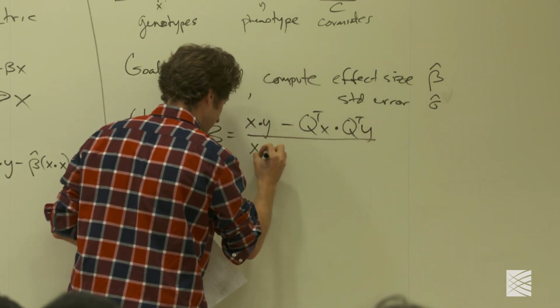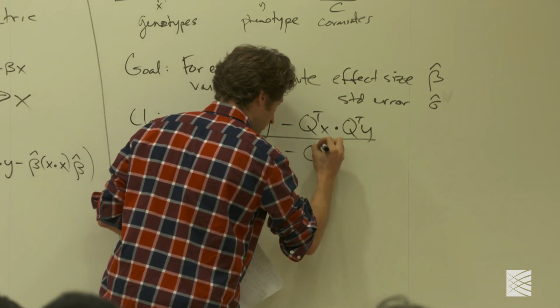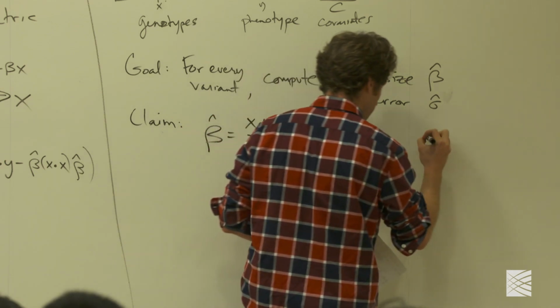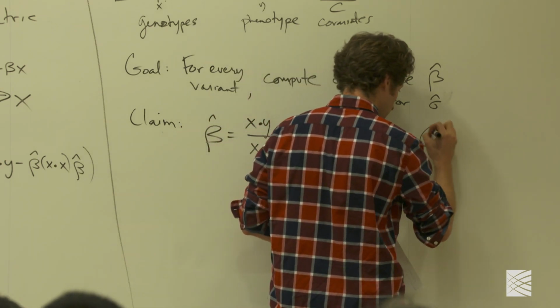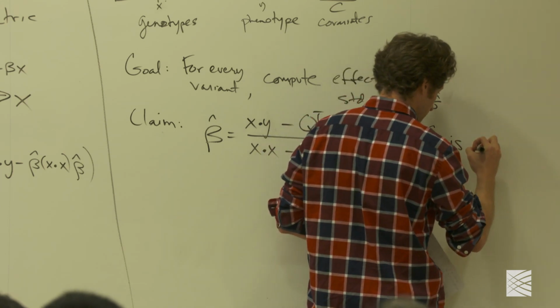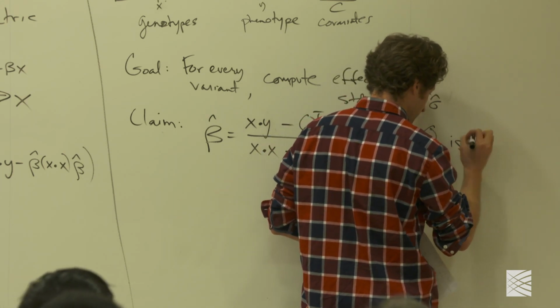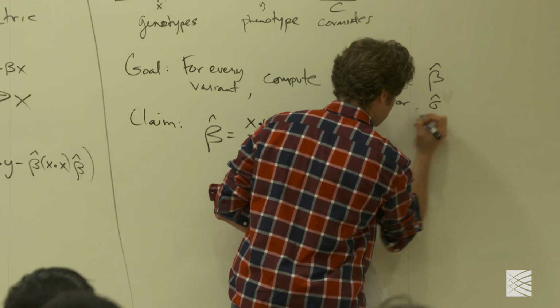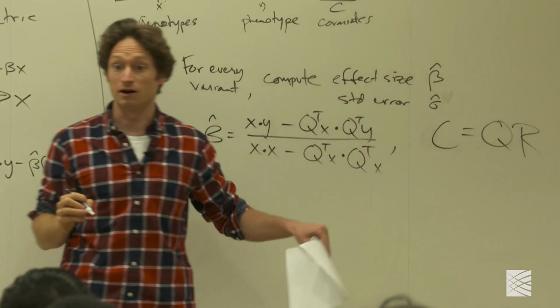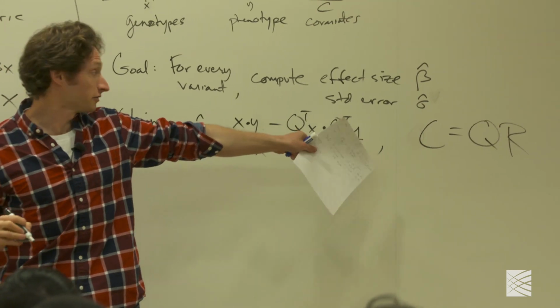Divided by x dot x minus q transpose x dotted with q transpose x, where this q is coming from the QR decomposition of the matrix of covariates C.